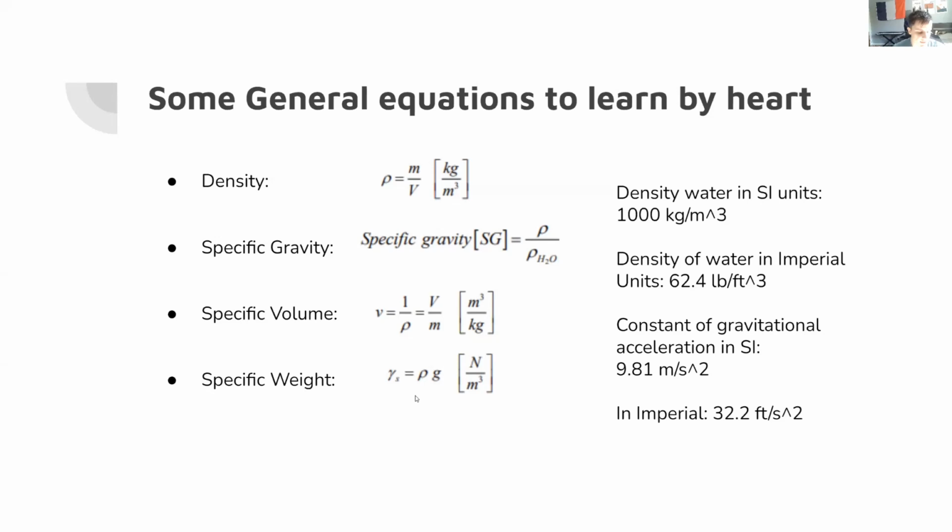Last thing is specific weight. I haven't seen it in a lot of the exercises, but you'll go over it a lot. For example, you'll go over it a lot in the Bernoulli equation, which is more like fluid mechanics, so Fluids 1 and Fluids 2. Specific weight is just the density of the fluid that you're studying times the gravitational acceleration. That's all it is. Okay, so make sure you memorize these equations.